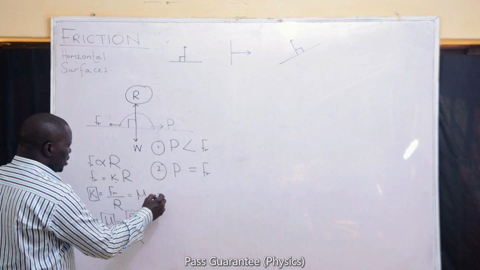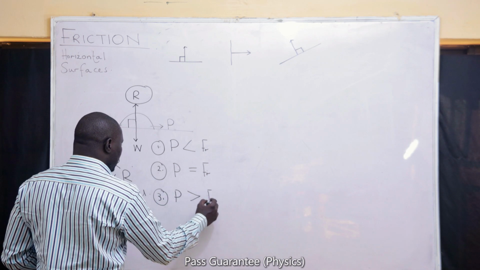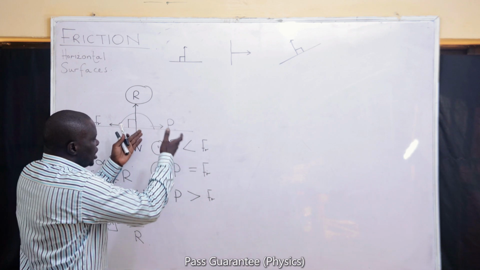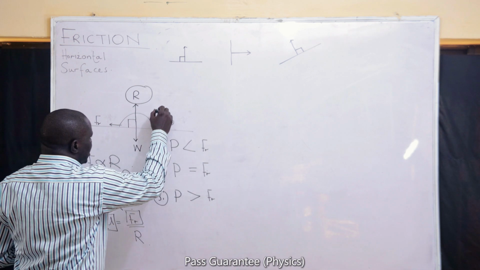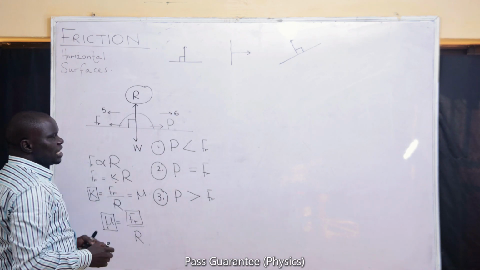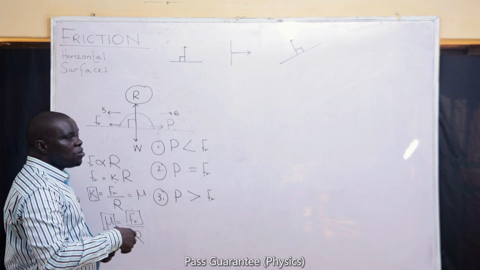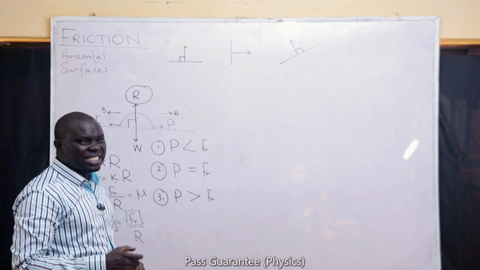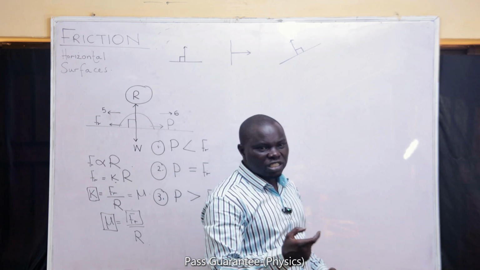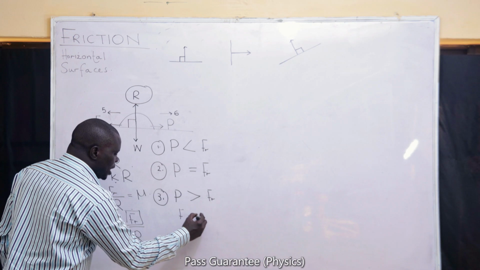Case 3: the force you are using to create motion is now greater than the frictional force. It means there's a net force in the direction of motion. A very good example: if I'm pushing with 6 when the frictional force is 5, there's now a net force in the direction of 6. It means clearly that the object will now move with an acceleration, because before an object can have an acceleration, a net force is required. That is when I will now use my equation F is equal to ma.